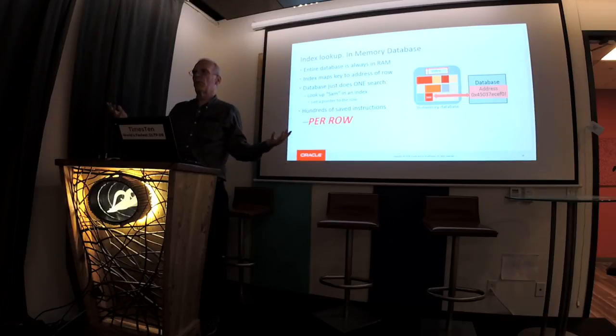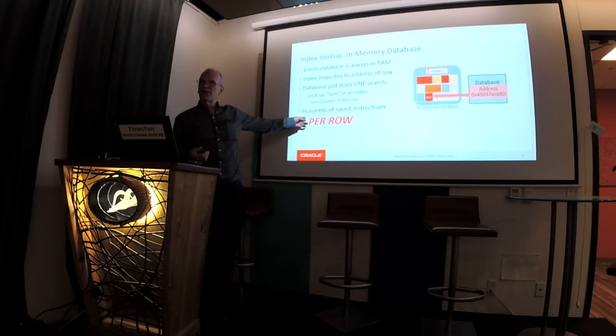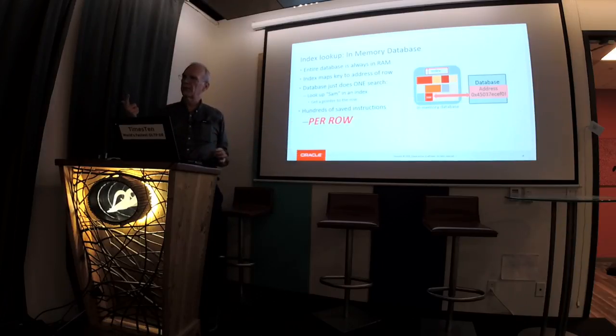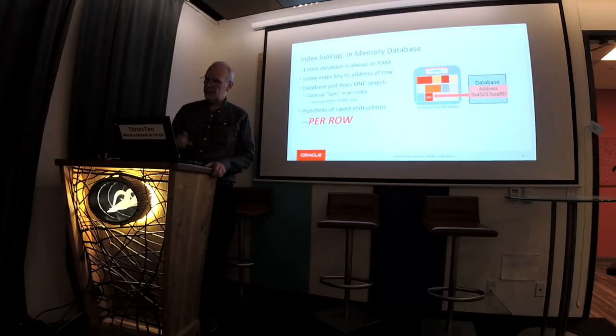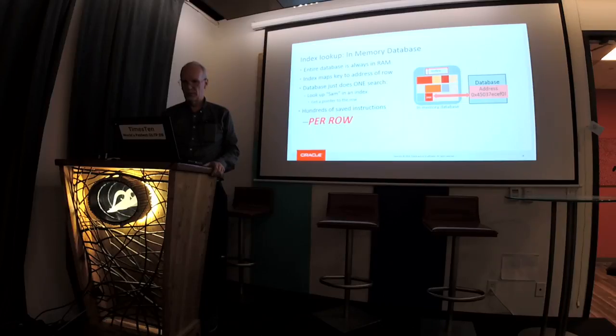Now imagine you're joining 2 tables together. A single simple query might touch 10,000 rows or 1 million rows. That's 100 million instructions we saved, just by doing 1 lookup instead of 2. So that's the speedup of an in-memory database. It's designed from scratch, assuming everything fits in memory all the time, so you can simplify those algorithms.